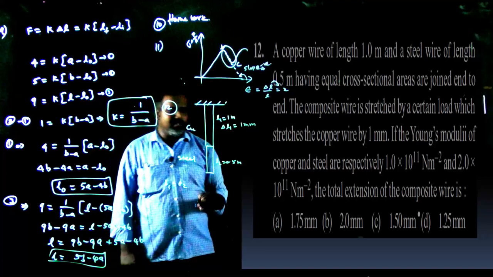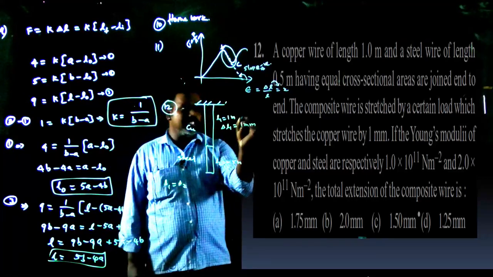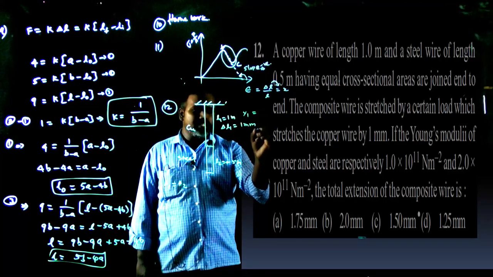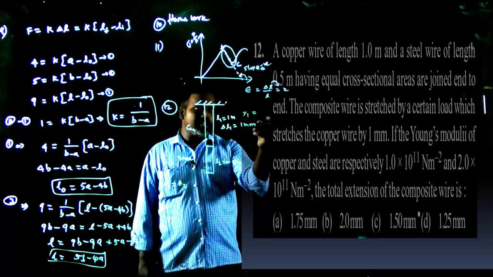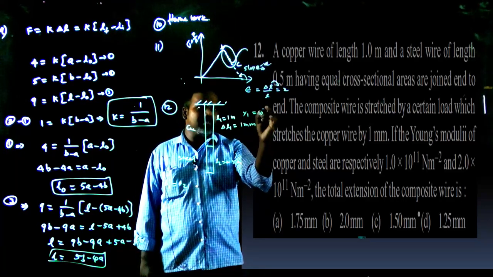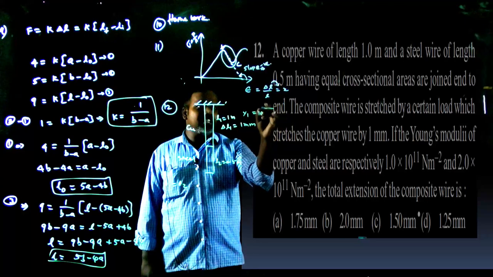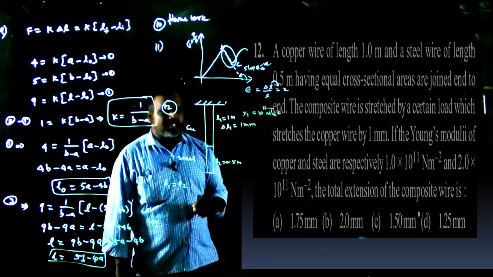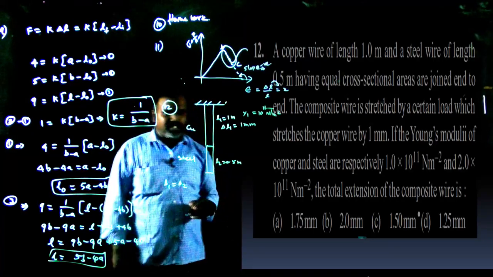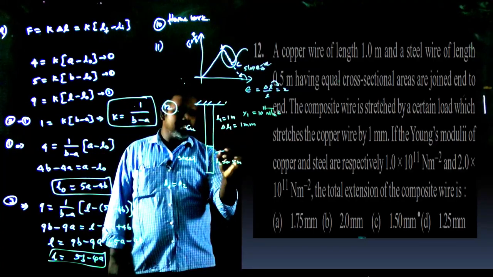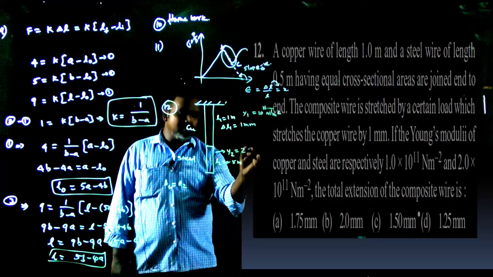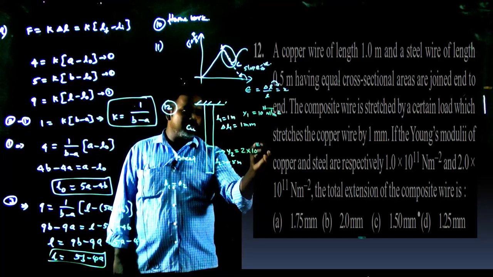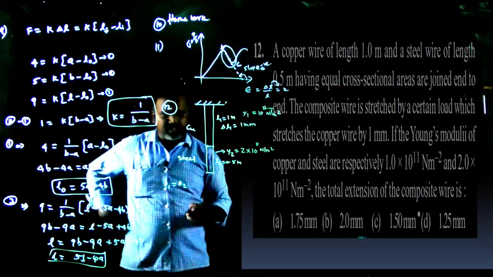The Young's moduli of the materials are given. Y1, for the copper wire, is 1 into 10 to the power of 11, that is 10 to the power of 11 Newton per meter square. And for the steel wire, Y2 is 2 times that, 2 into 10 to the power of 11 Newton per meter square.